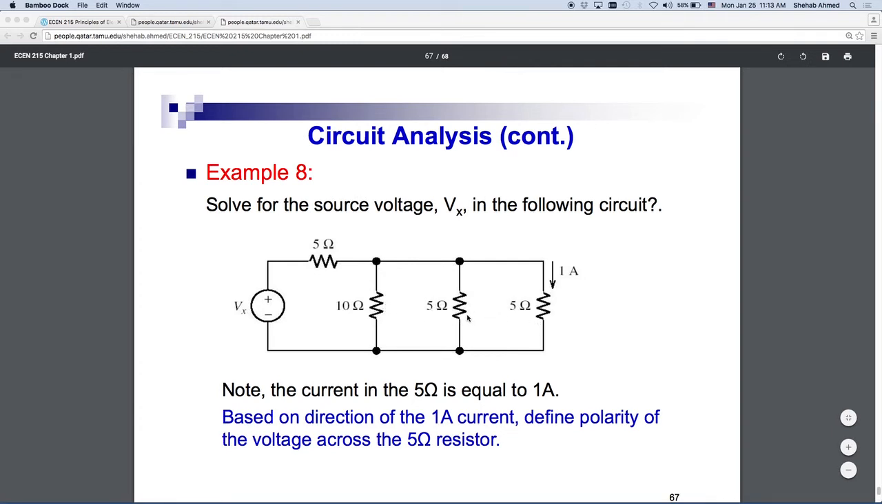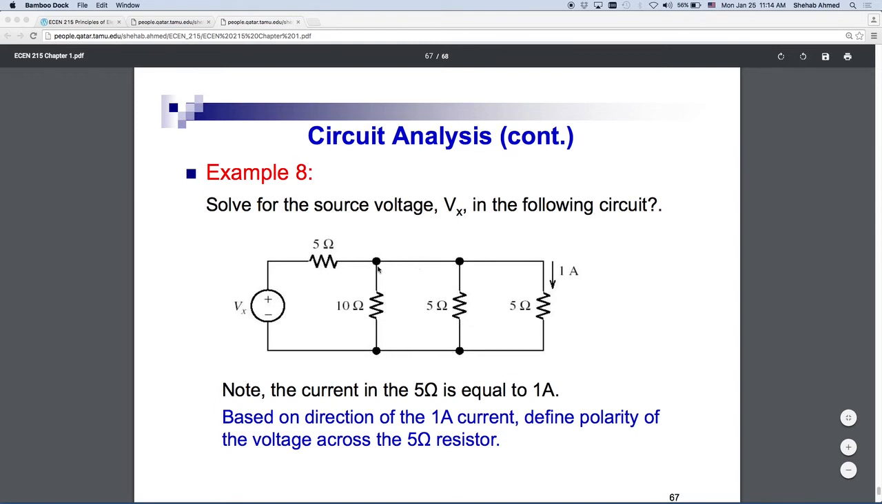Let me see. I know more information about this one. I know the resistance, I know the current. V equals I times R. So I multiply current by the resistance, so it's 5 volts. And I know the polarity of it because of the direction of the current. So this also has 5 volts across it, and this also has 5 volts across it because they are all in parallel.